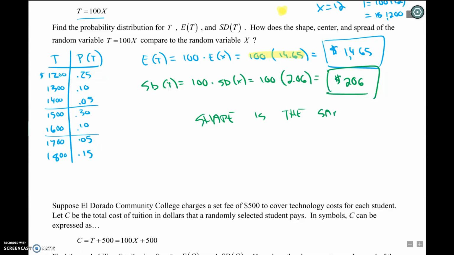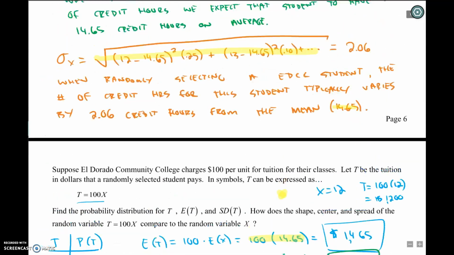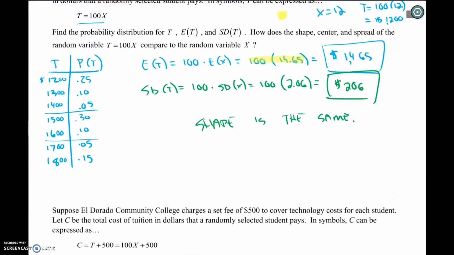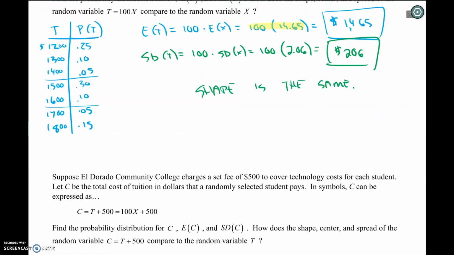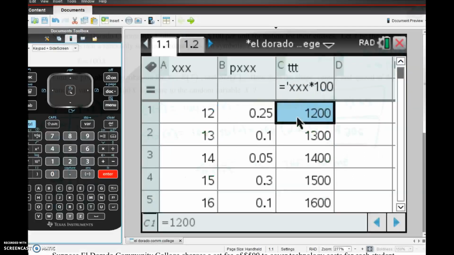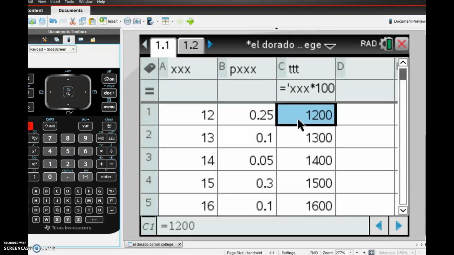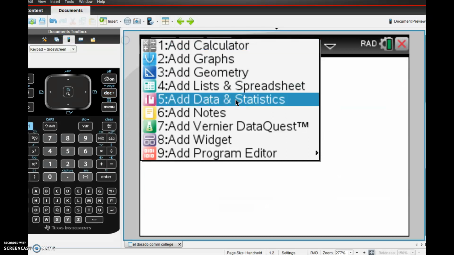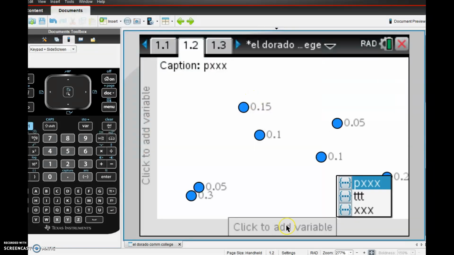Now, we actually never looked at the shape of the original. Should I have done that? They never asked me to look at the shape. Maybe I can, I'm kind of running out of time. Let's just take a look at the shape. You do need to know how to do this. If you want to take a look at the shape of the original distribution, we make a histogram.